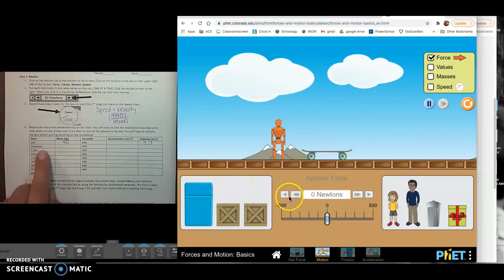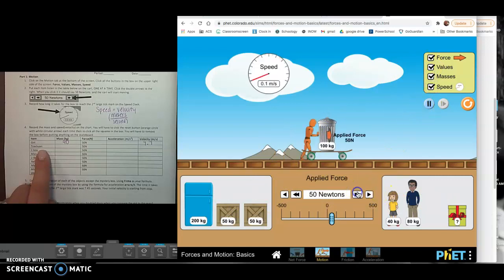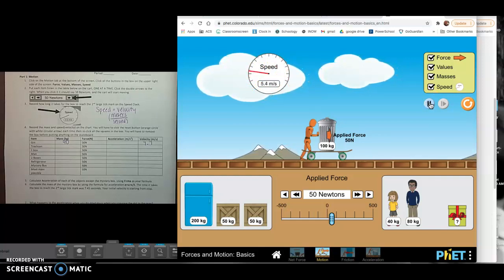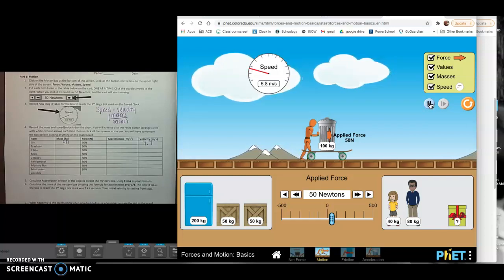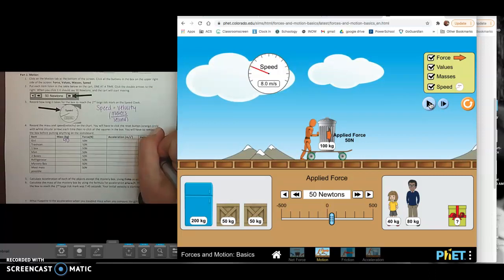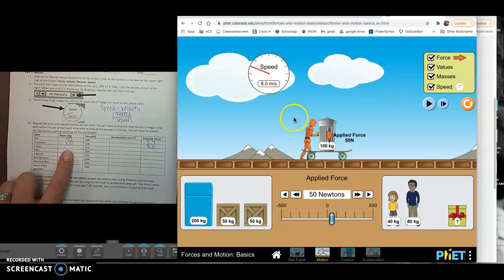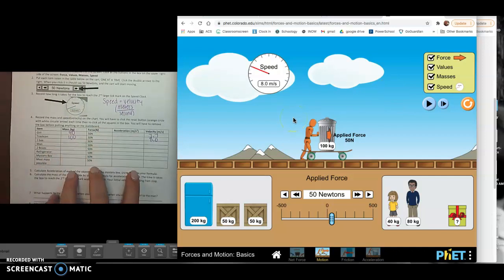So the next one is the trash can. So we put the trash can, we click all the boxes, we do 50 newtons, and we stop it when it gets to the second tick mark. So that's 8.0 meters per second. And the trash can's mass was 100 kilograms. So I'm going to pause the video and I want you to finish this, and we're going to come back and I want you to check your amount.